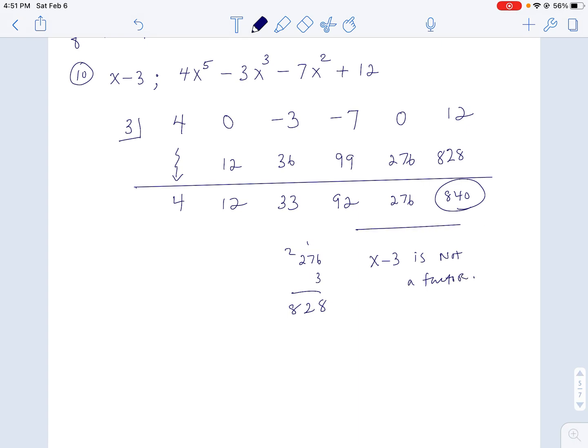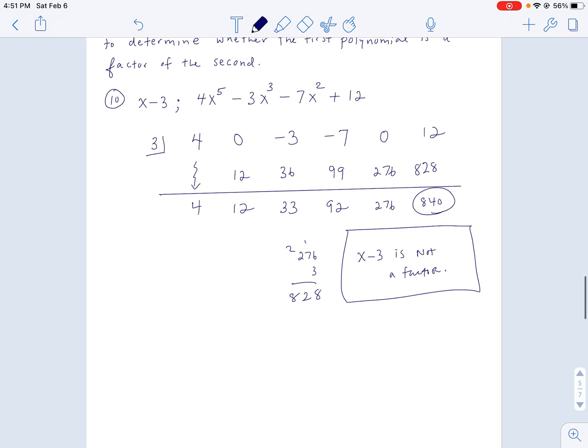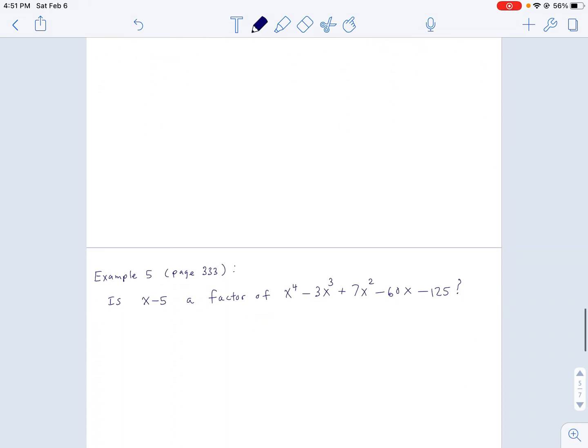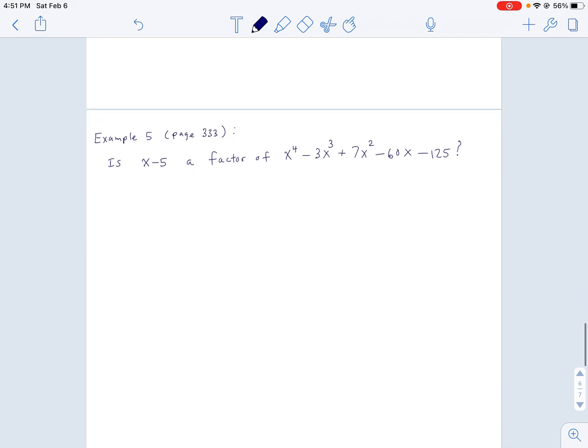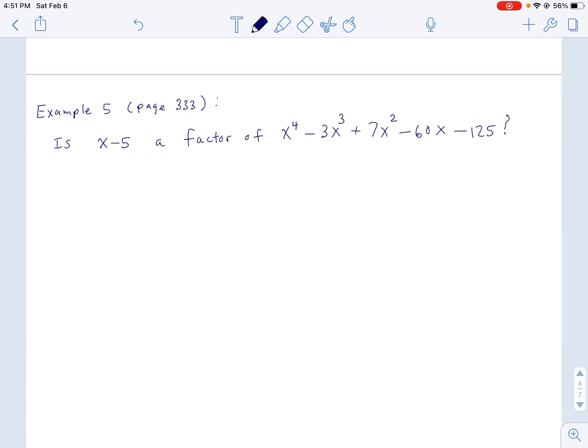Okay. So it seems kind of silly. It's only a yes-no answer, but you've got to do a lot of math there to find the remainder to see if you have a factor. Okay, I wanted to do one more. I'm stealing example 5 on page 333. So you can go to page 333 and read their explanation, but I'm going to do it right here.